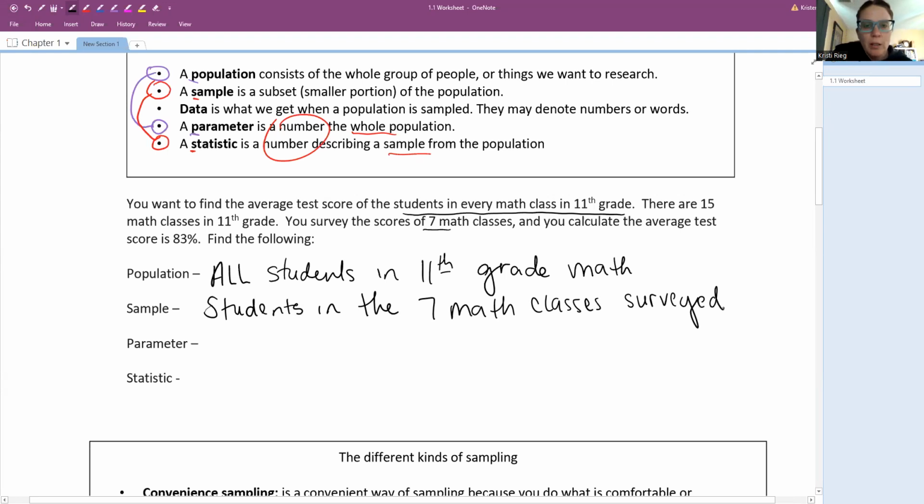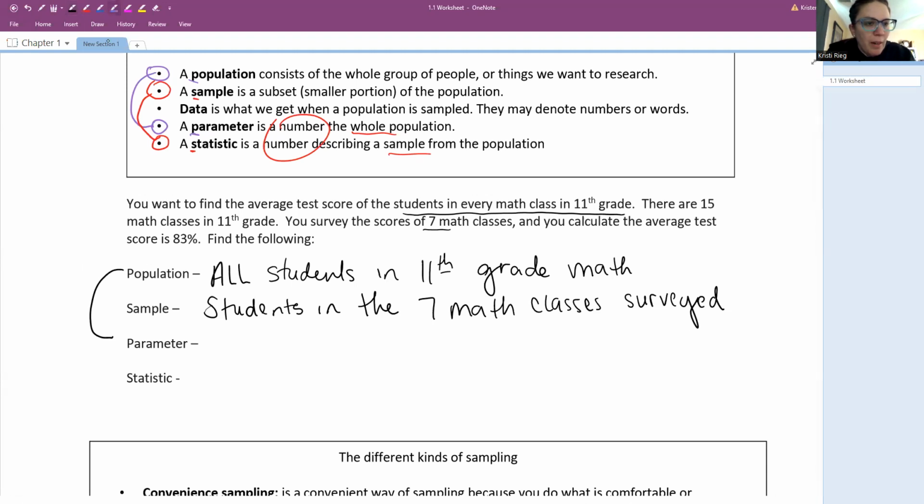So all the students in the 11th grade math are the population, just the students in those 7 math classes that we surveyed, that's our sample. Notice the population is not all the students at the school, because I'm not wanting to find the average test score of all the students at the school, just the average test score of those 11th grade math classes.